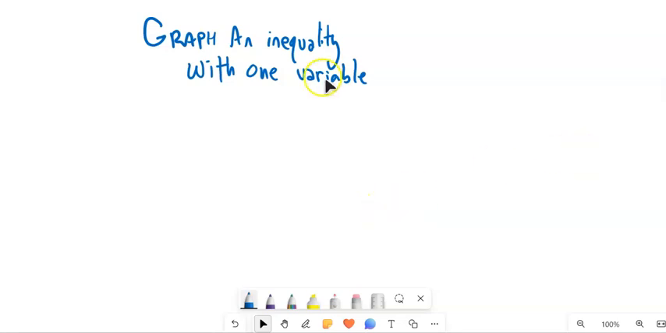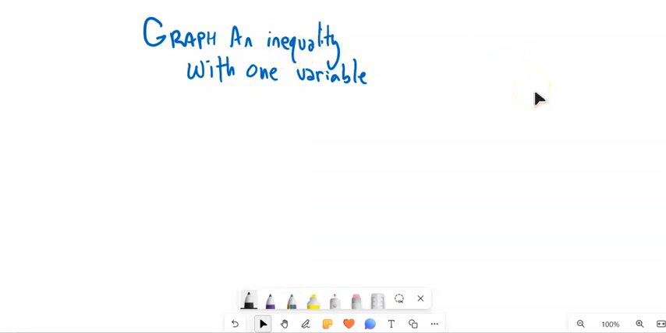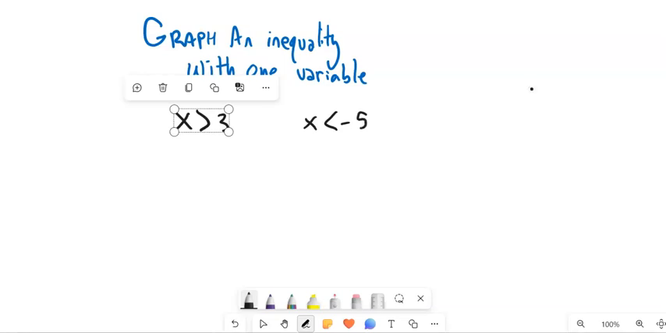Some Algebra 1 work, and we're going to just talk about graphing an inequality in one variable. So if I think about inequalities, they're not necessarily equal, they're inequality. So could be equal, but not necessarily. So I could have something like x is greater than 3, or x is less than -5.